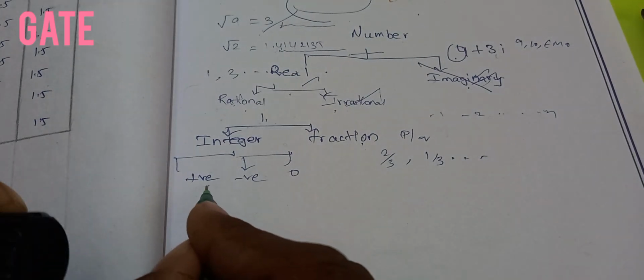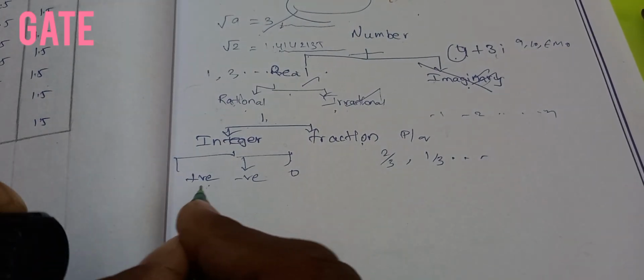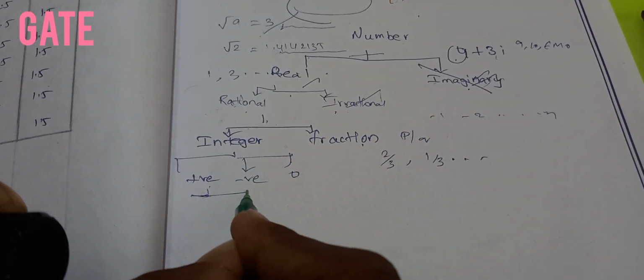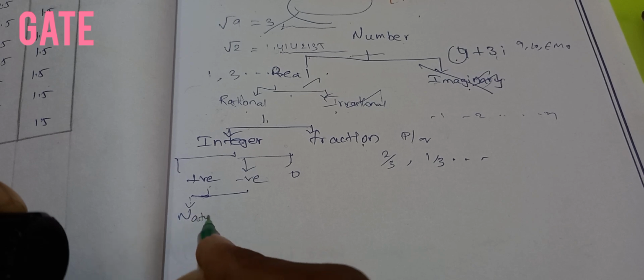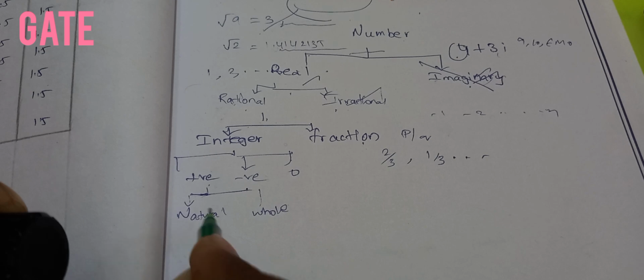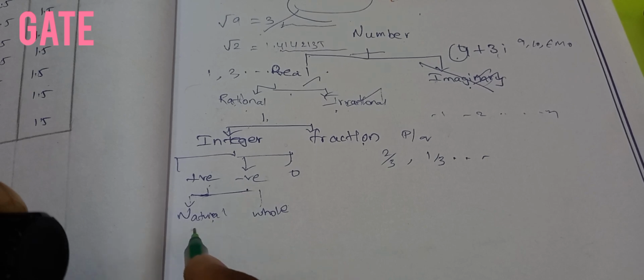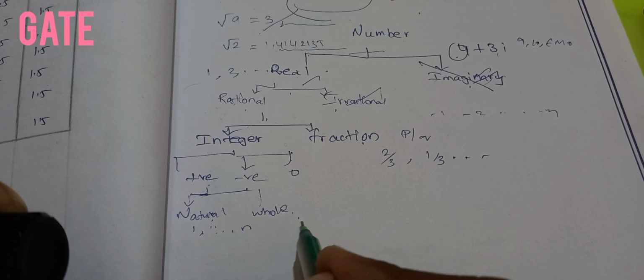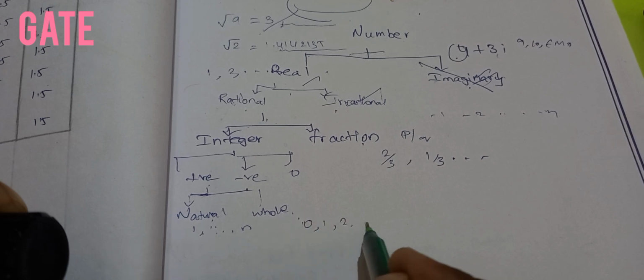Then the positive integers are divided into natural numbers and whole numbers. Natural numbers will start from 1, 2, and so on up to n. Simply, counting numbers are called natural numbers. They start from 1. And whole numbers means all counting numbers starting from 0. It starts from 0, 1, 2, 3, and so on up to n.